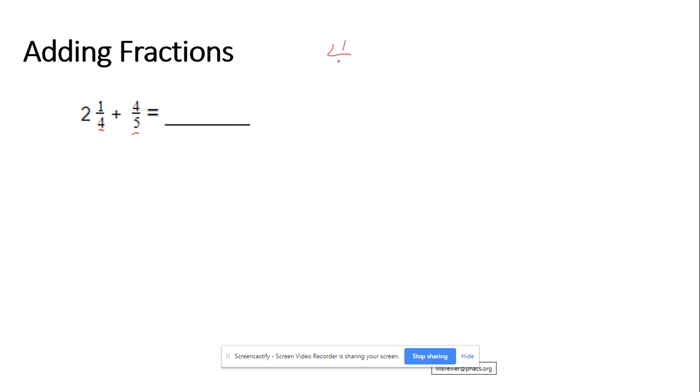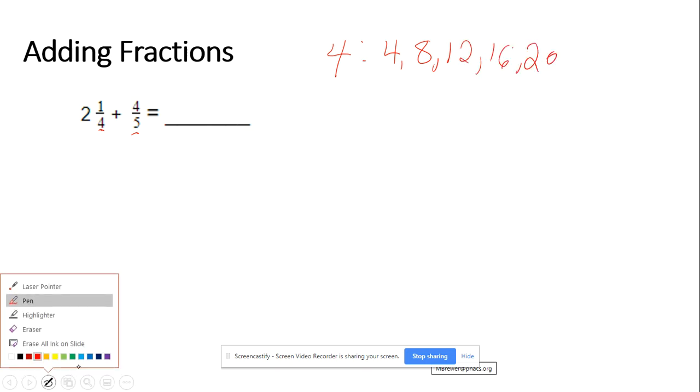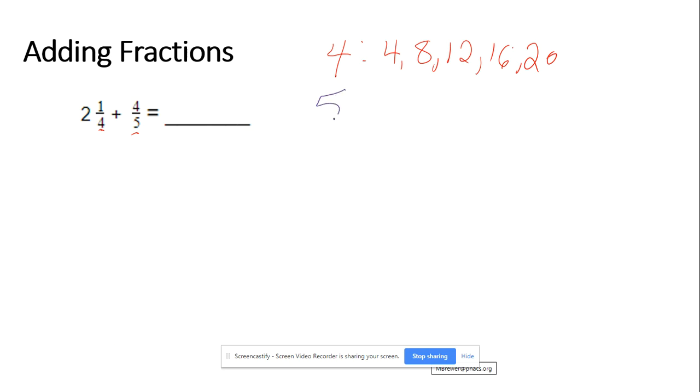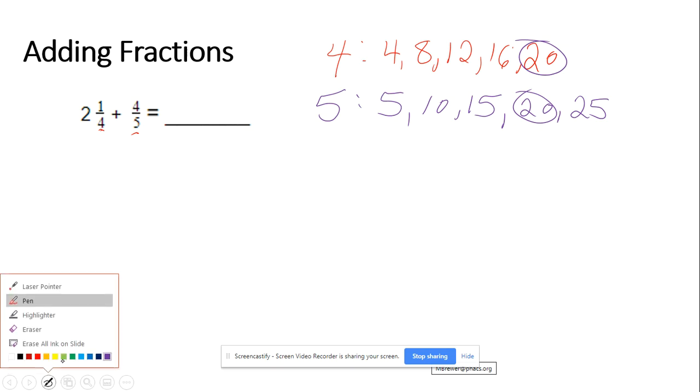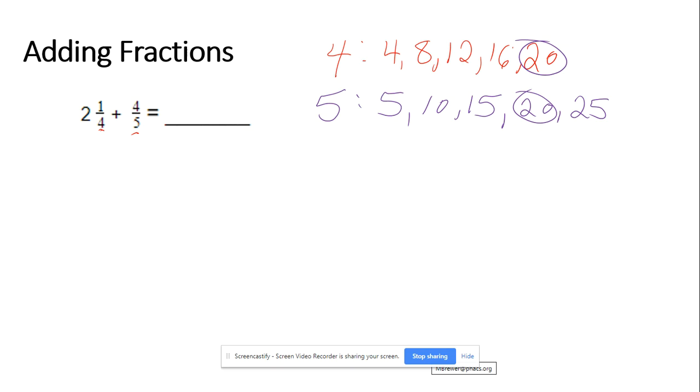So we're going to start by listing out our multiples of 4, which are 4, 8, 12, 16, and 20. We're then going to list out our multiples of 5, which are 5, 10, 15, 20, and 25. Notice 20 is the only number that appears in both lists, so 20 is going to be our common denominator. If there's more than one number that is in both lists, you'll just use the smallest number.